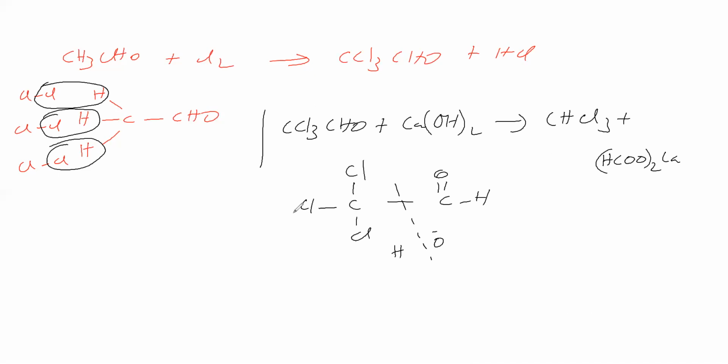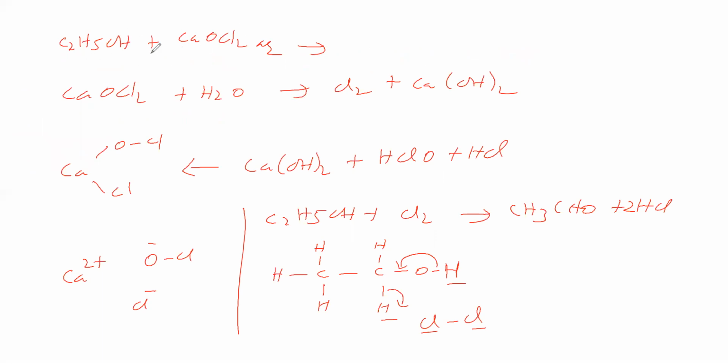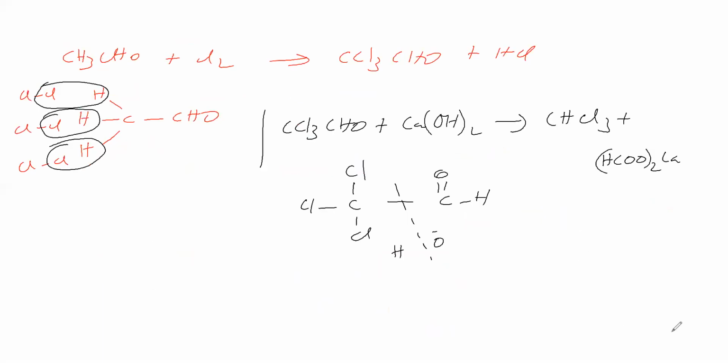So now here we have taken ethanol and bleaching powder. First, bleaching powder hydrolysis gives chlorine. Ethanol reacts with chlorine and becomes acetaldehyde. This is oxidation. Then acetaldehyde reacts with chlorine to give chloral. This is called chlorination. Then this chloral undergoes hydrolysis in the presence of base to give chloroform. So we got chloroform.